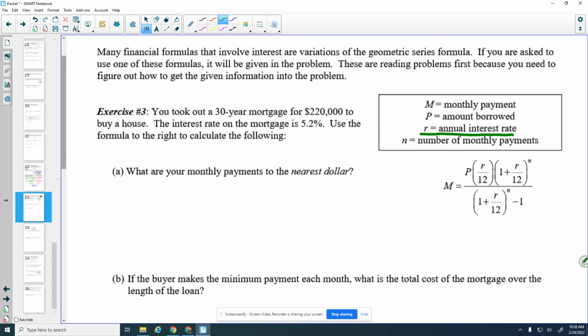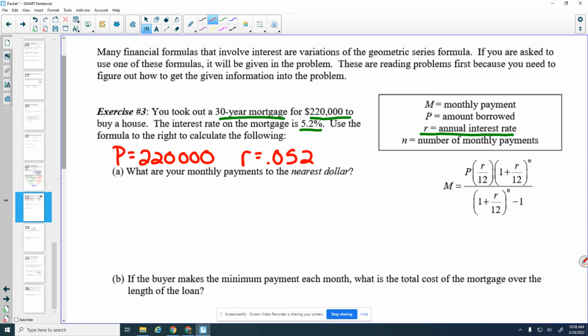So this problem says you took out a 30-year mortgage. This formula is for mortgage payments for $220,000. The interest rate on the mortgage is 5.2%. So P is still the amount borrowed or the principal, the starting amount of my loan. So we're saying that the person borrowed $220,000. The R is directly the interest rate, so that's 0.052.